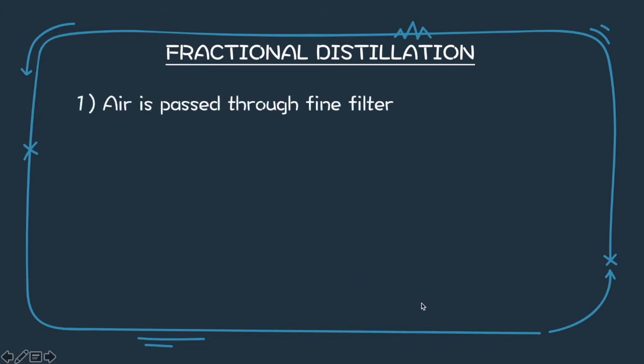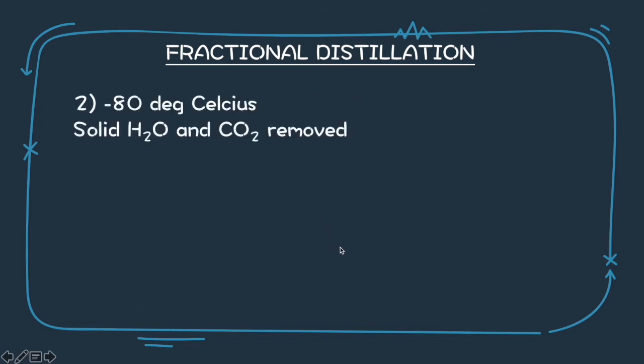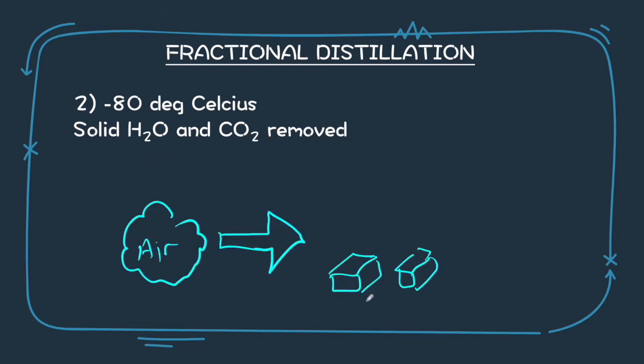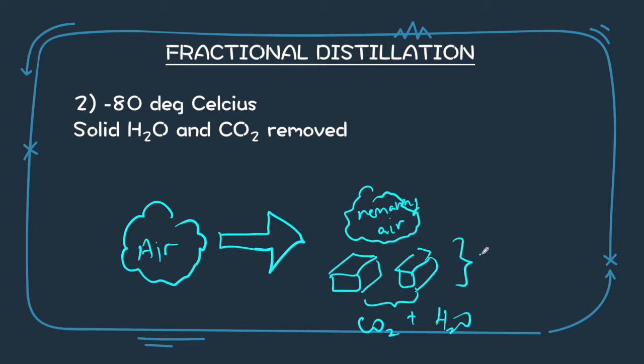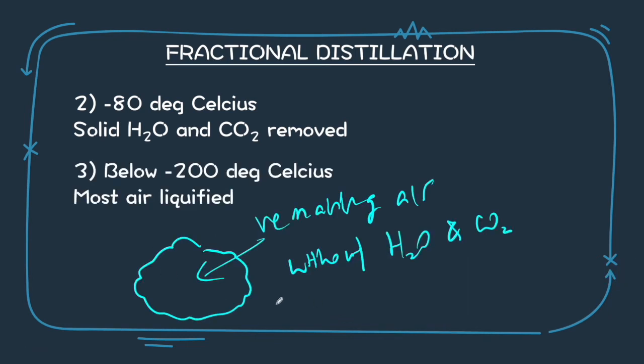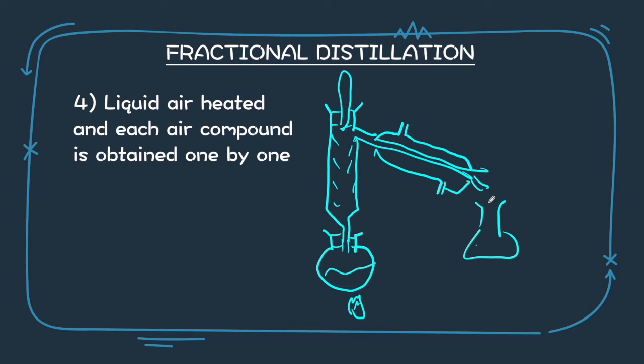Okay, for air, the main thing is we'll first pass the air through a fine filter just to remove any unwanted solid particles, and after that, we'll drop the temperature to negative 80 degrees Celsius. At this point, the solid water and carbon dioxide will form and they will be removed. For example, at first when we have 100% of air, using knowledge that you will learn in chapter 4, you can calculate the remaining volume of air, and from there you can calculate how much solid water and CO2 you have removed. After that, we have to reduce the temperature to negative 200 degrees Celsius, and most of the air already liquefies. And when we go through fractional distillation, the air will come out one by one. We will be able to calculate the composition of each compound in air.